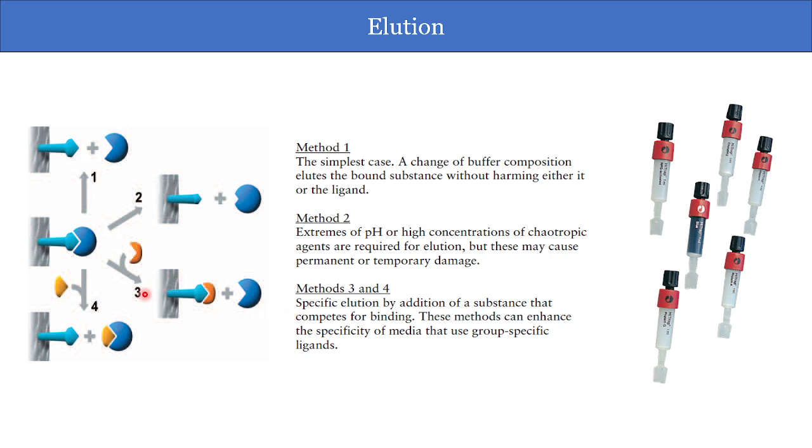And the third and the fourth one is specific elution by addition of a substance that competes for binding. So these methods can enhance the specificity of the media that use group specific ligands that I was just mentioning.